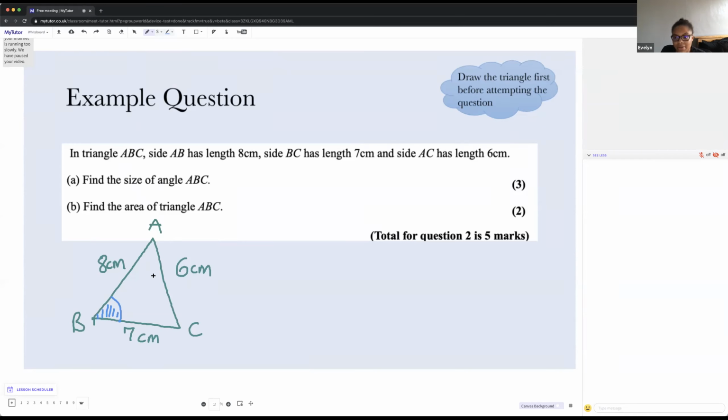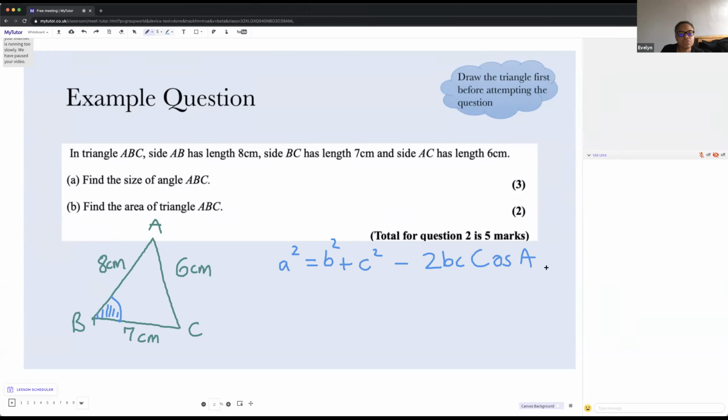Brilliant. Perfect. Exactly. It's going to be the cosine rule. So let me write it down quickly. So this is the cosine rule. A squared equals B squared plus C squared minus 2BC cos A. So we're going to end up using this equation now.